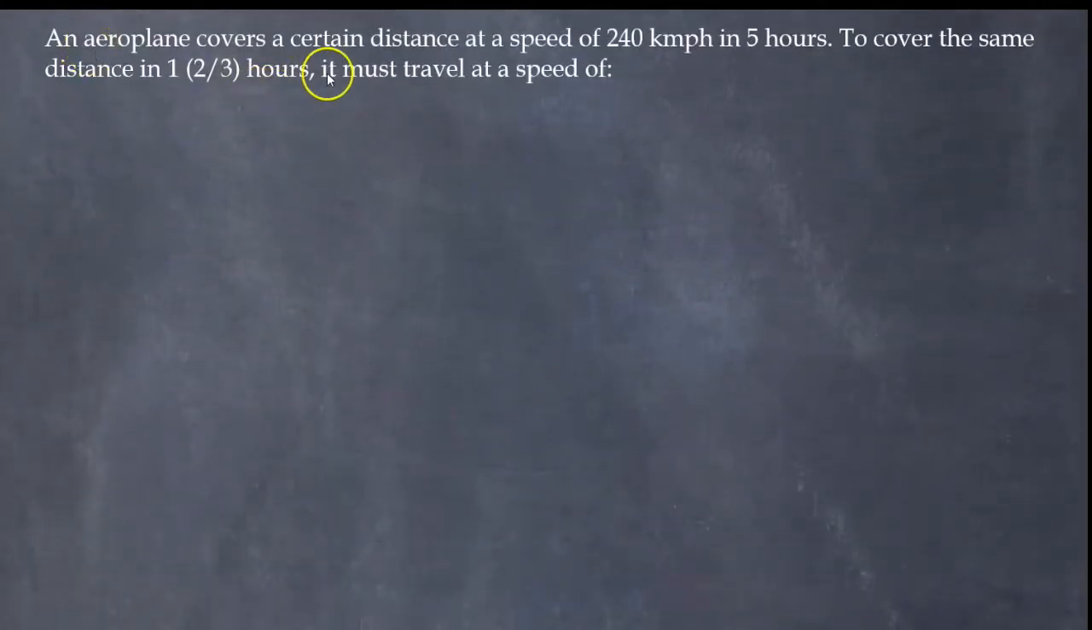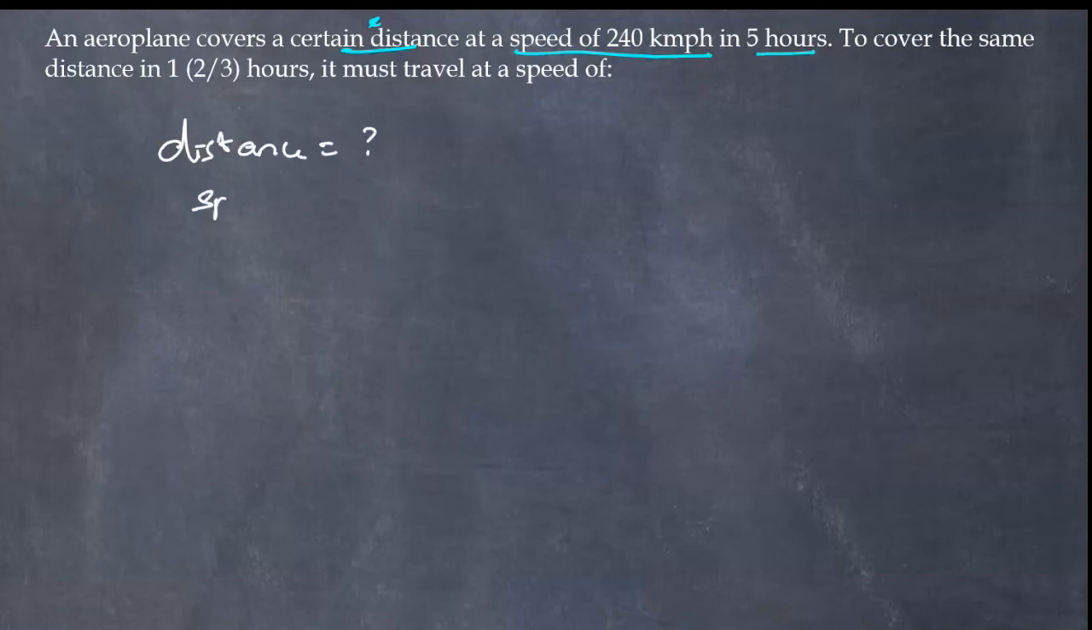Now there is another problem which is of the same type. An aeroplane covers a certain distance at a speed of 240 km per hour in 5 hours. To cover the same distance in 2 by 3 hours, it must travel at a speed of, again, question mark. So the values we know here: certain distance, which is x at first, and then speed of 240 km per hour and time is 5 hours.